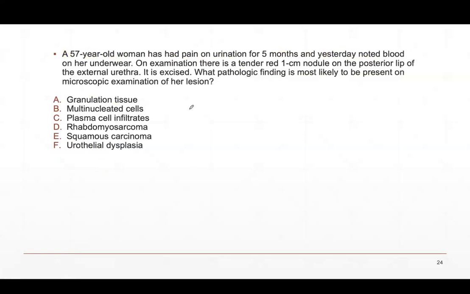Okay, next question. You have a 57-year-old woman, and she has pain on urination for 5 months, and then yesterday she noted blood on her underwear. On examination, there's a tender red 1 centimeter nodule on the posterior lip of the external urethra, and then they remove it. What do you think she has? Look at her age. Her age is very relevant.